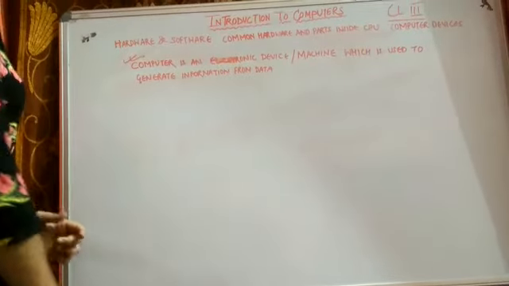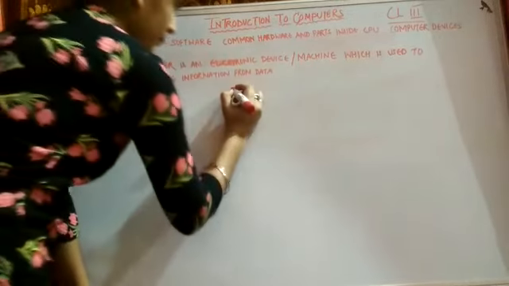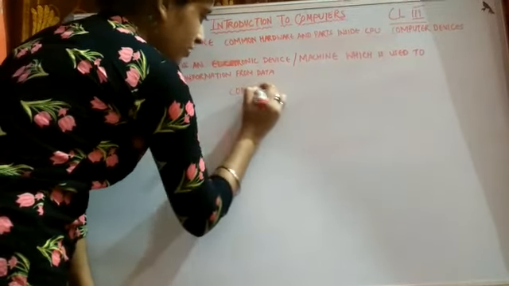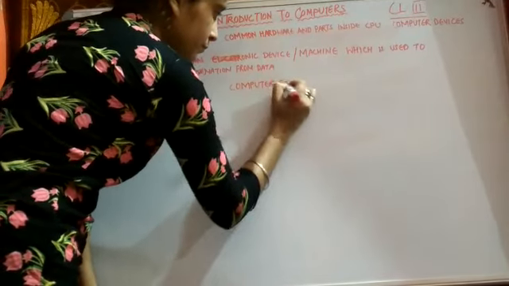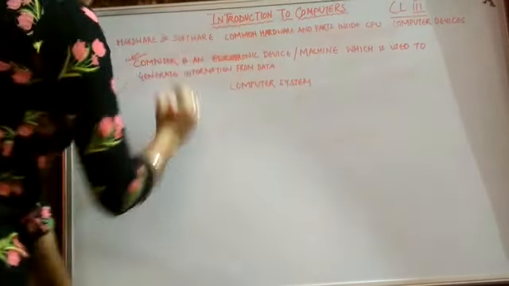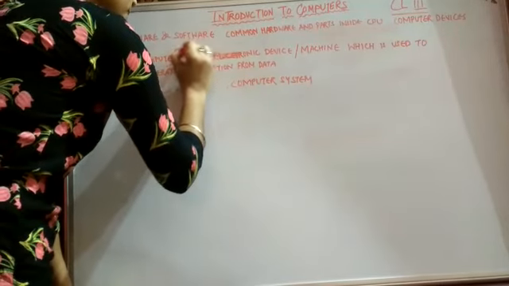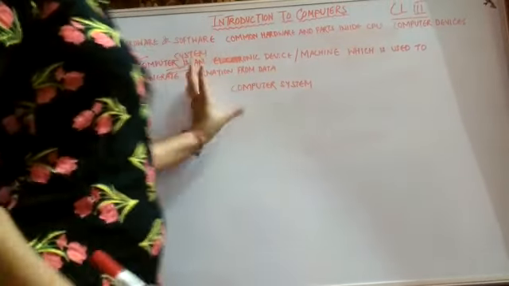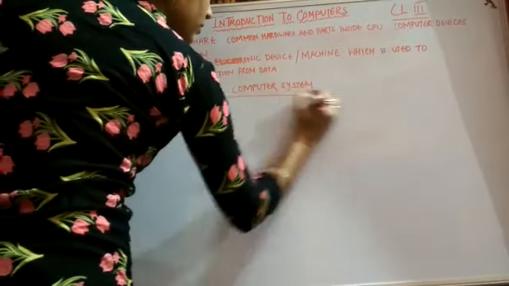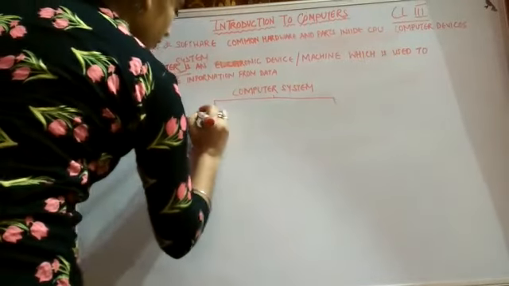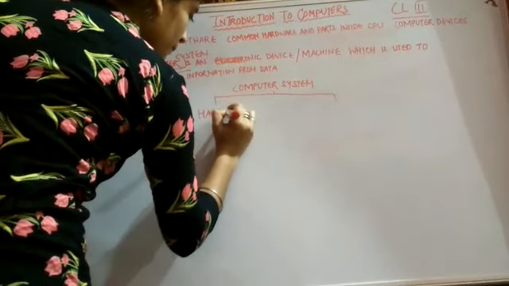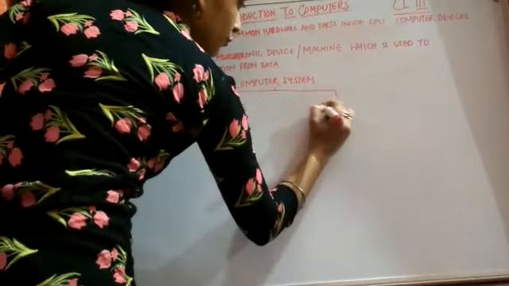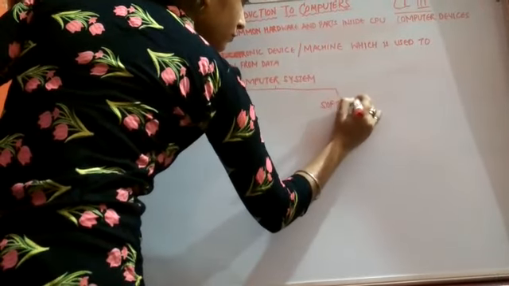Okay, now let's see about computer system. What is computer system? That means computer system is an electronic machine which is used to generate information from data. We can define it in this similar manner. Now computer system is of two types, that is hardware and software. Is it clear?